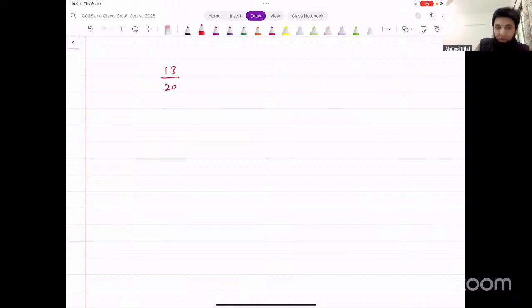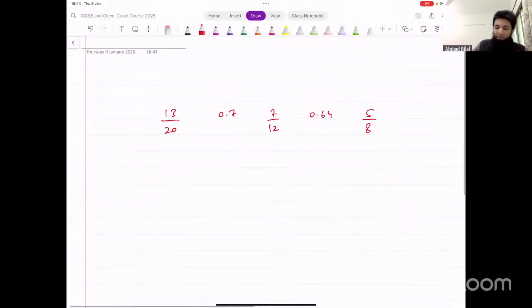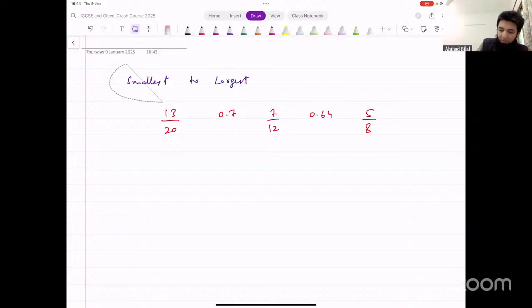Okay. So let's say we've got a set of numbers like this. 13 over 20, and you've got 0.7. You have 7 over 12. You have 0.64 and 5 over 8. You've got this set of numbers, and what you want to do is order them. You want to arrange these numbers from smallest to largest.